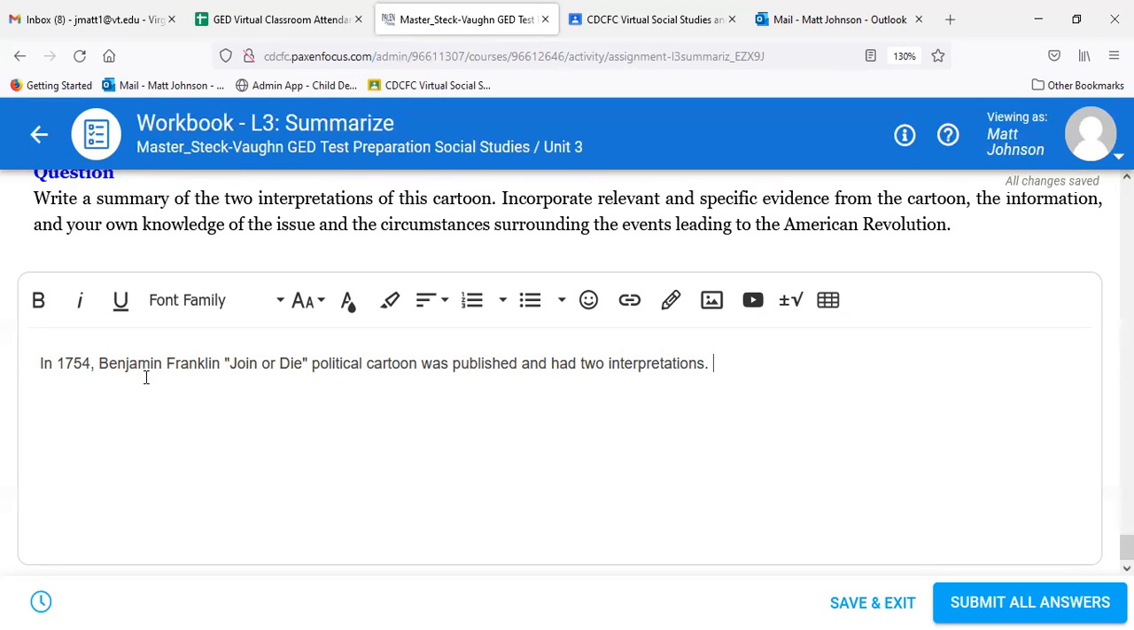So I guess next is going to be what those interpretations were. That's what we need to follow into. That's our topic sentence. That's the main idea. All right, what do you got, Capri? In the first interpretation, it was for the colonies to join together. I don't know how to word it correctly though.